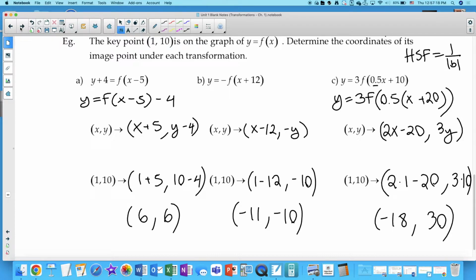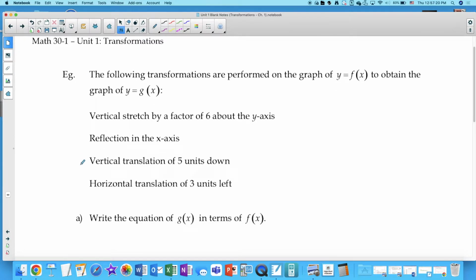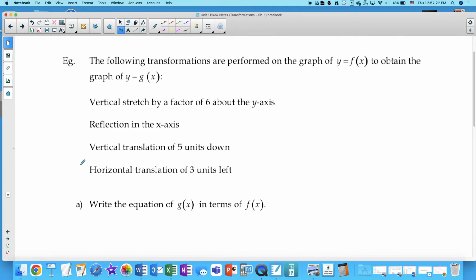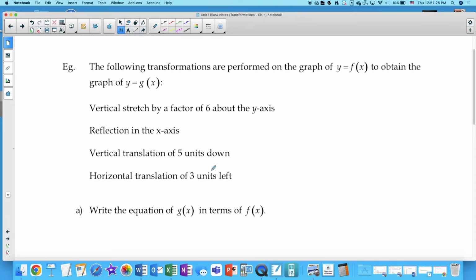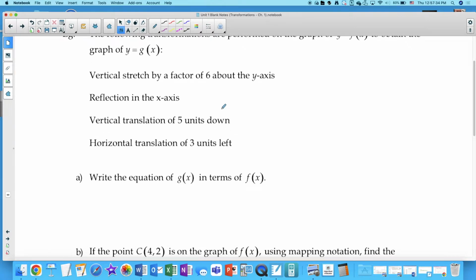All right. So let's try another one. The following transformations are performed on the graph y equals f of x to obtain the graph y equals g of x. Okay, so here's what's happening. There is a vertical stretch by a factor of 6 about the y-axis, reflection in the x-axis, vertical translation 5 down, horizontal translation 3 left.